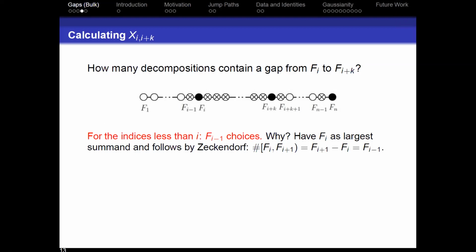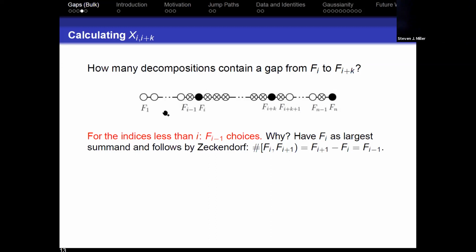Okay. So what does it mean to have a number between f_i and f_{i+1}? It means we have to have f_i as a summand. We can't have f_{i-1}. And then with the remaining ones, if we choose a summand, we can't choose a summand next to it. Yes. Every number in this interval has a unique representation as a sum of non-adjacent terms. How many numbers are in that interval? Well, it's just f_{i+1} minus f_i, which is f_{i-1}, because of the rule for the Fibonacci numbers. So this is how many numbers are in the interval.